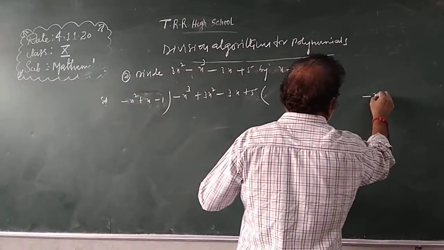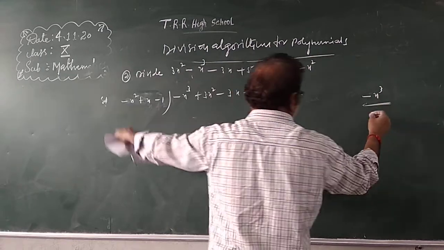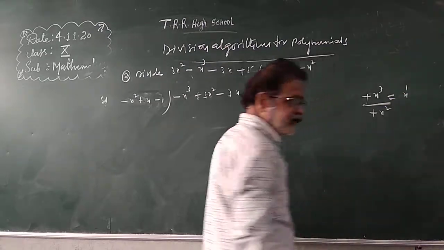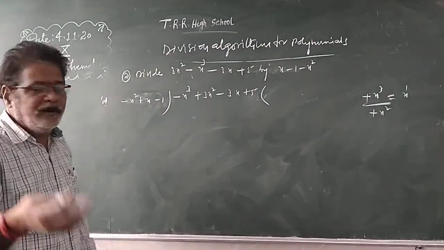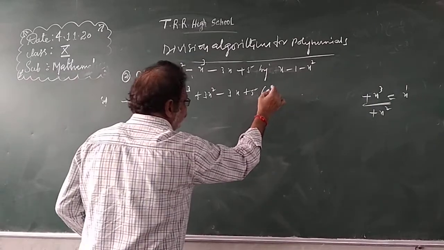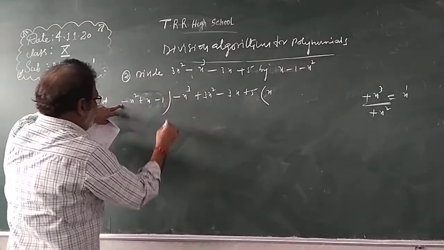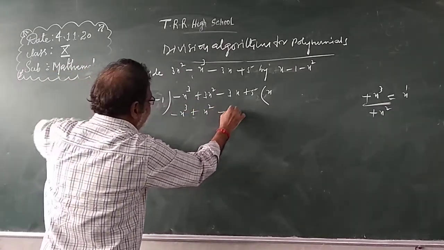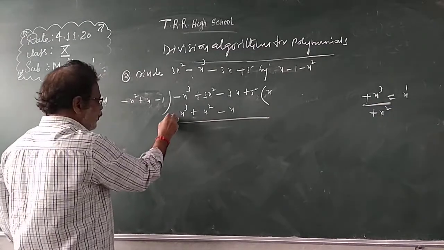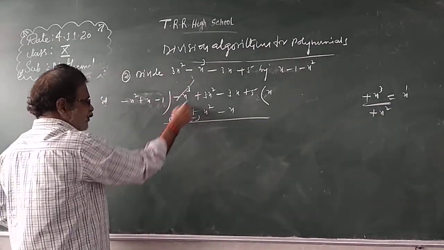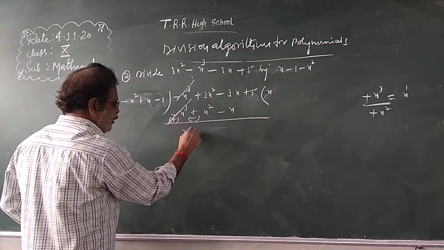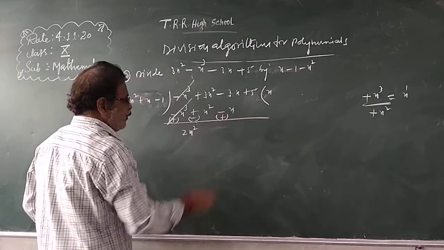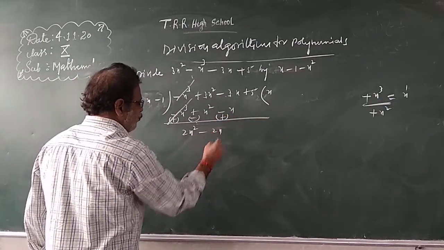What is the first step? Minus x cube divided by minus x square. Minus into minus is plus, and x cube by x square is x. How many times does it go? x times. This quotient is multiplied with the divisor: x into minus x square, minus x cube; x into x, x square; x into minus 1, minus x. Now change the signs. Minus x cube, plus x cube cancel. Plus 3x square minus x square is 2x square. Minus 3x, change the sign, plus x, gives minus 2x.